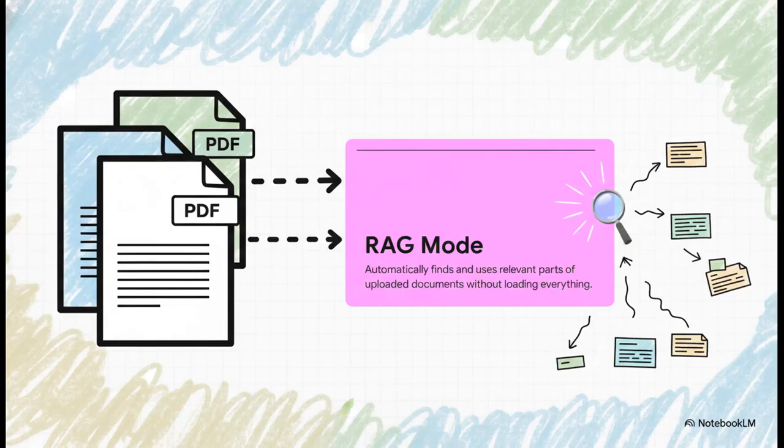Now, you might be wondering, wait, what happens when I upload dozens of massive PDFs? Won't that completely overwhelm the AI? Enter Retrieval Augmented Generation, or RAG for short. When your project starts approaching its context window limit, it seamlessly kicks into RAG mode.